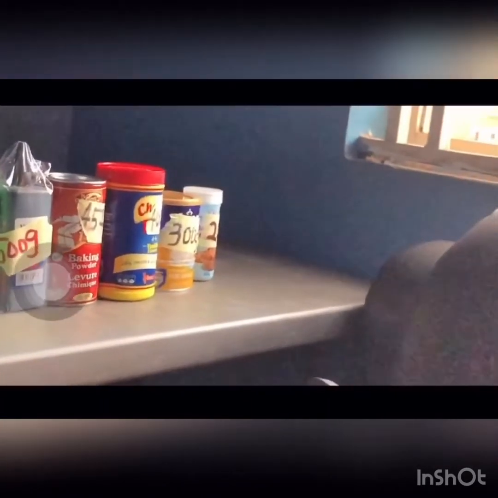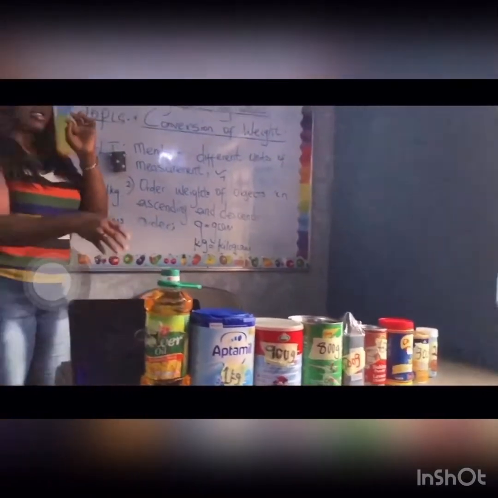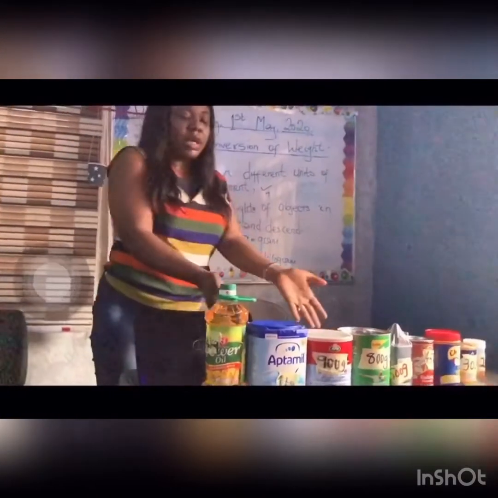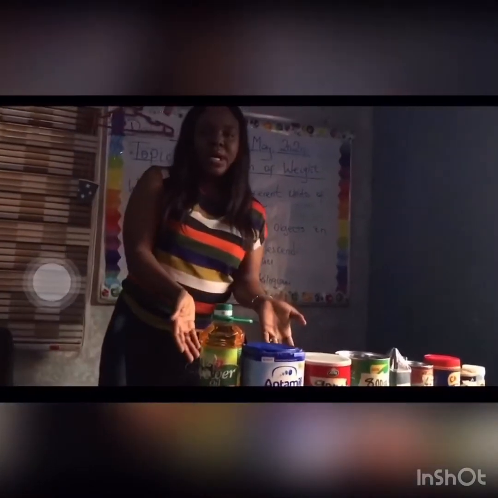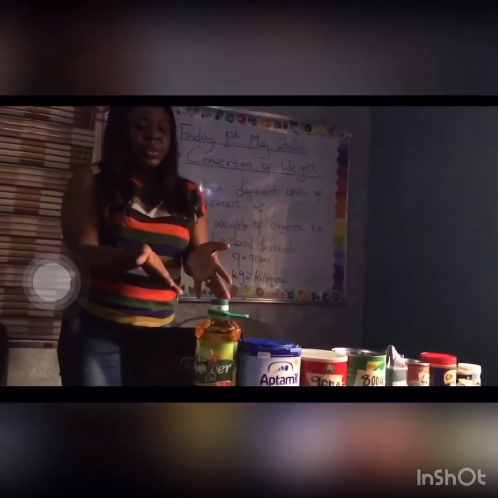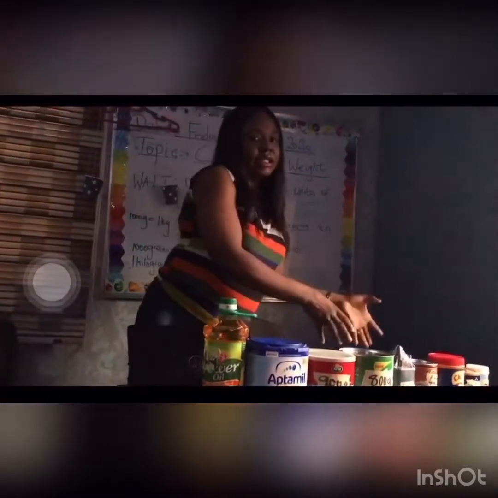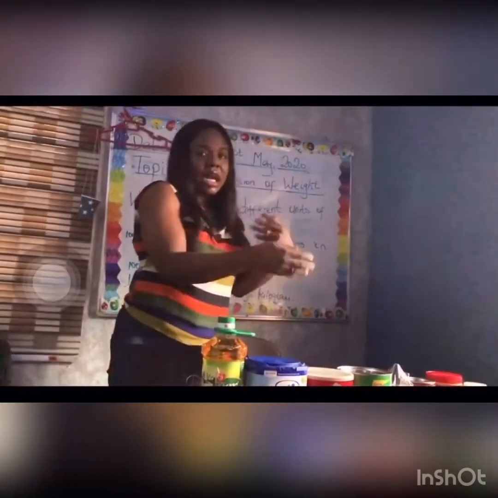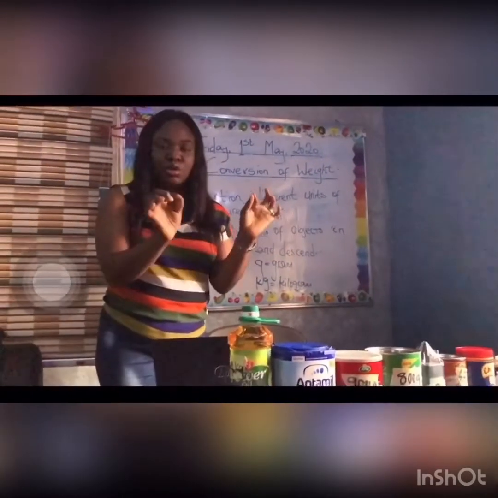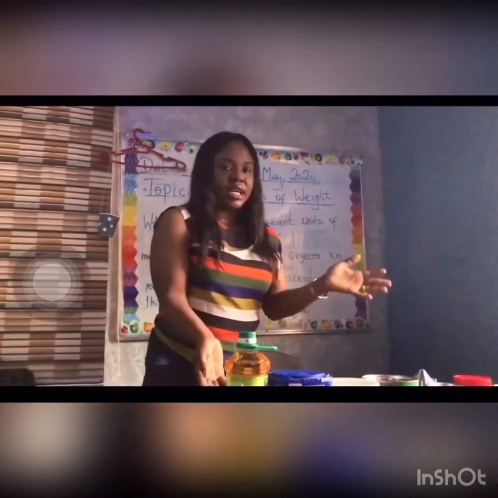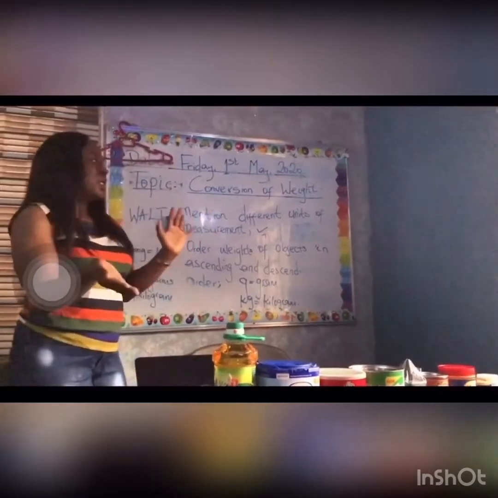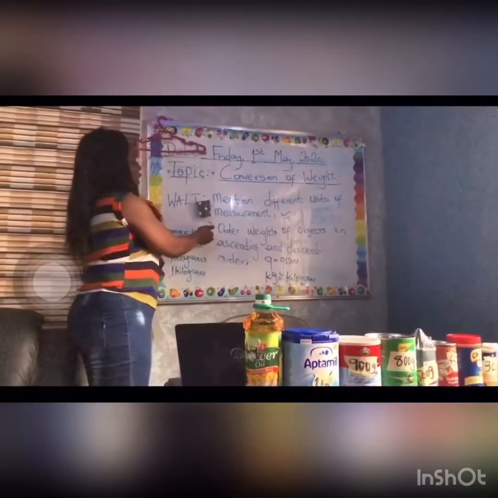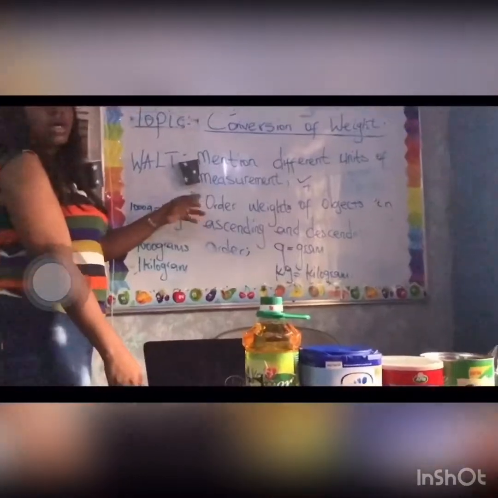Okay, so quick activity. These things, I got them from my house. So look around your house, see things you can get, order the weight from ascending to descending, and then order again. Take a picture or a video of you doing that. You can arrange again from descending to ascending. Okay, so that is for Week 2.